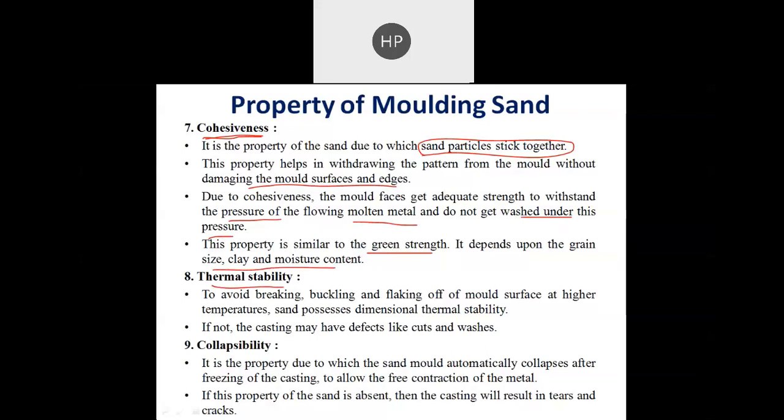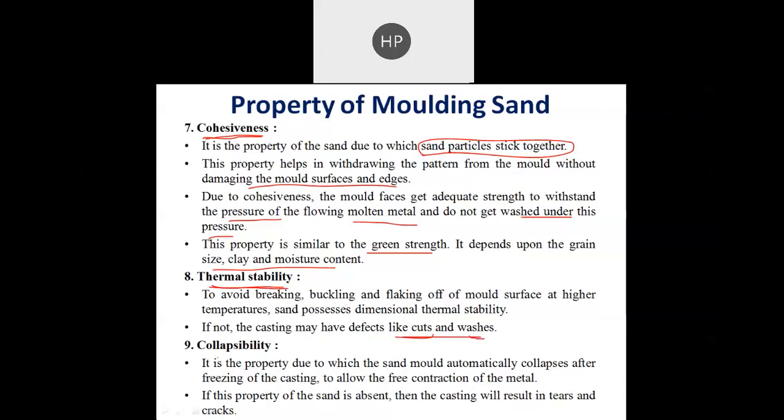Then thermal stability, to avoid breaking, buckling and flaking of the mold surface at higher temperature. The sand possesses dimensional stability, and without thermal stability the casting may have defects like cuts and washes. Okay, so that's why thermal stability is important. If the thermal stability is not there, then there will be defects like cuts and washes.